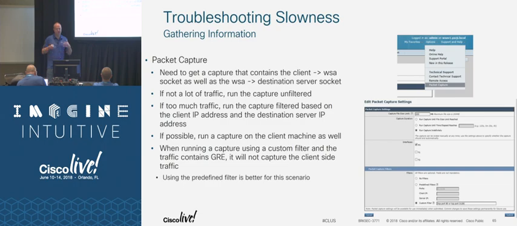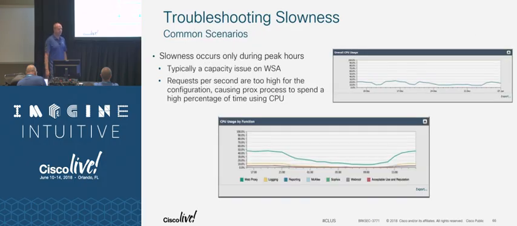So again, a predefined filter is going to actually help some of that troubleshooting. So let's talk about some issues here that can happen. If slowness is only occurring during peak hours, it's likely a capacity issue. You have the lunchtime rush or everybody in the morning. So the root there is that requests per second are likely too high. And we have graphs on the SMA and the WSA as well as those command lines that would show it.